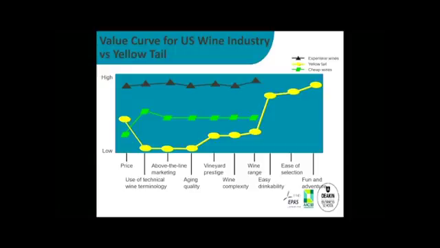Because they're choosing to compete on just three things: ease of drinking, ease of selection, and fun. So they're saving money on above-the-line marketing, aging quality, no one wants that anyway, vineyard prestige. They're not really going on that, and they're hardly spending anything on it. They've got a cheap vineyard location. They don't bother to make too complex a wine. And they don't have a very big range either, and so that makes life easier. It makes their product cheaper, so they've got more profit margin.